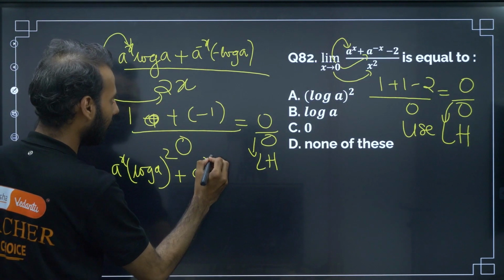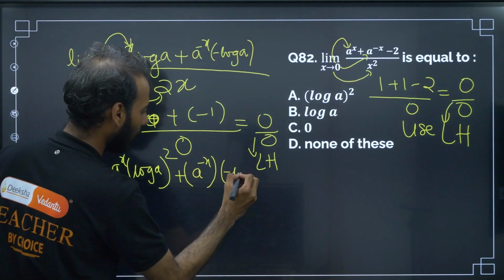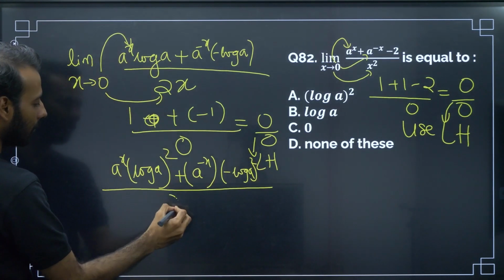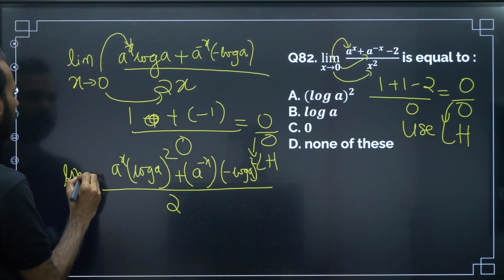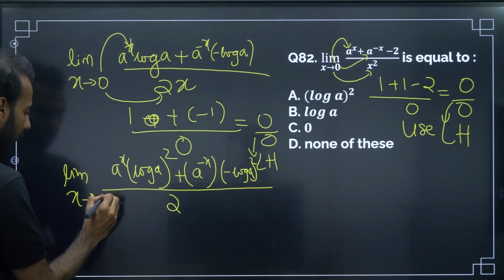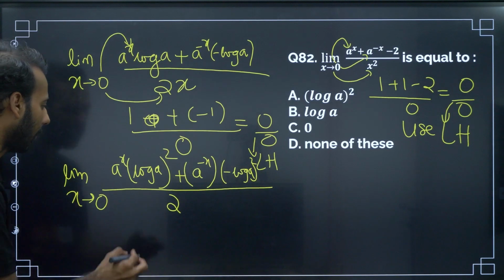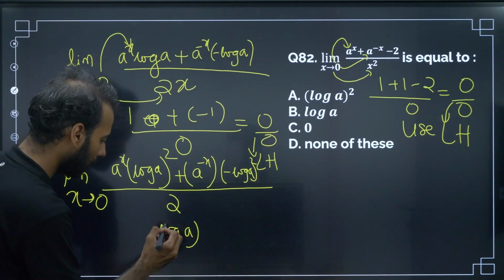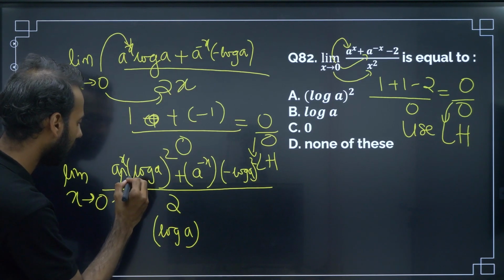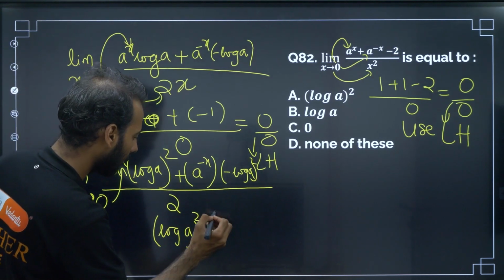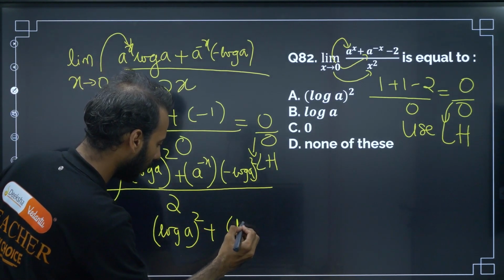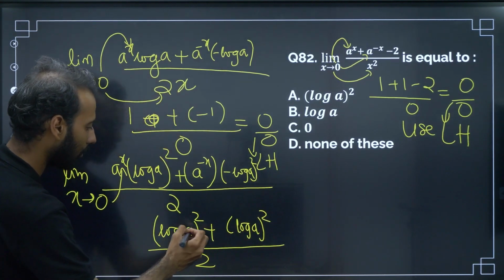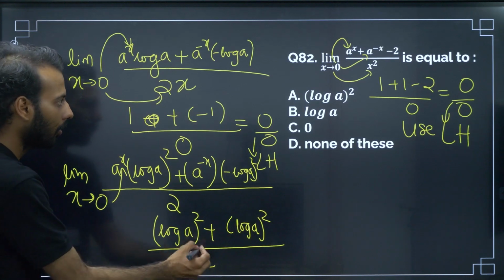a raised to minus x times minus log a square, by 2, limit x tends to 0. If I place 0, I am substituting here, this becomes log a square plus log a square by 2. Log a square plus log a square is 2 log a square, by 2, which gives log a square.